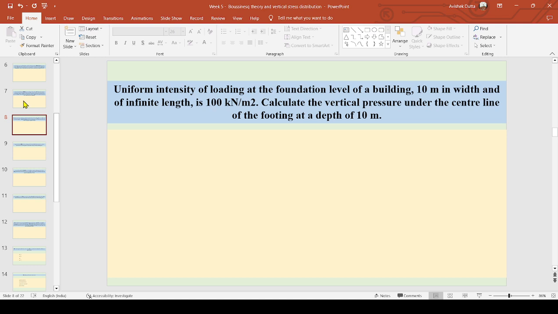I'll repeat the question. Uniform intensity of loading at the foundation level of a building 10 meters in width and of infinite length is 100 kilonewton per meter square. Calculate the vertical pressure under the center line of the footing at a depth of 10 meters. I go to the next question.